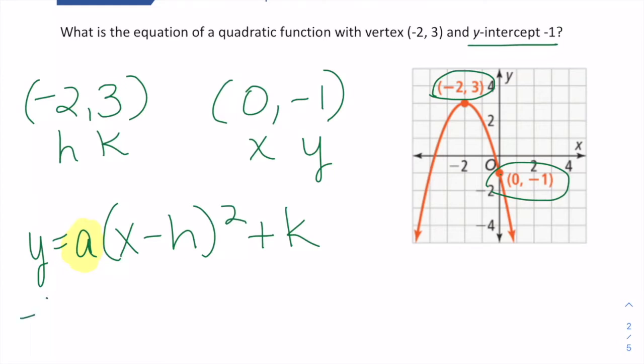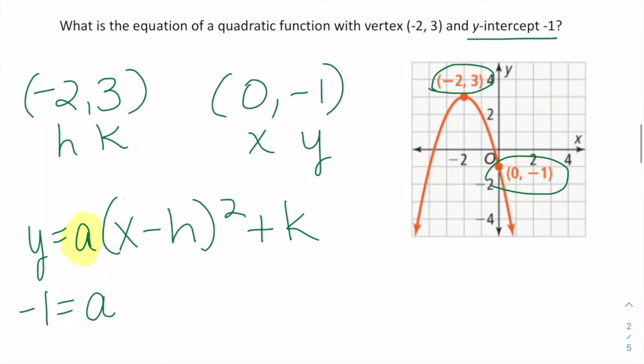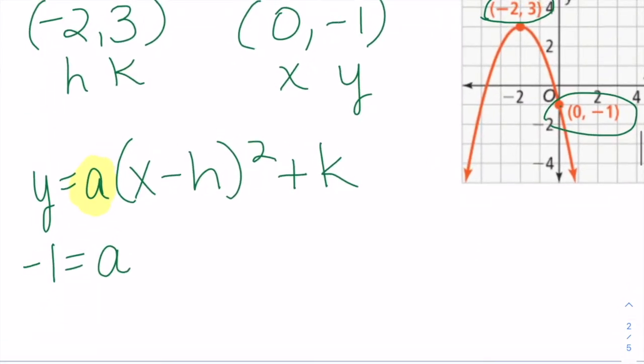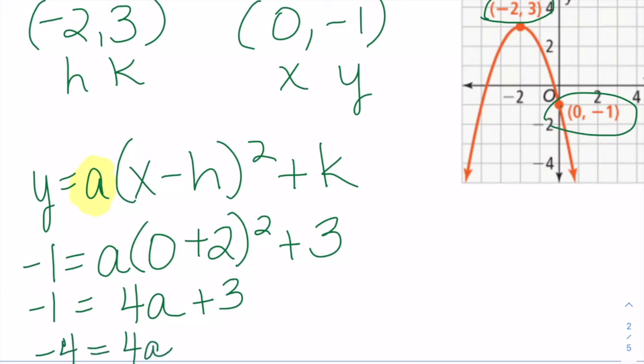For y, I'll substitute in -1. A, I don't know. For x it's 0. Minus a -2, so it ends up being +2 squared. And then 3 for k. When I solve this, we'll get 4a here. I can subtract 3, so -4 equals 4a. So a will equal -1.